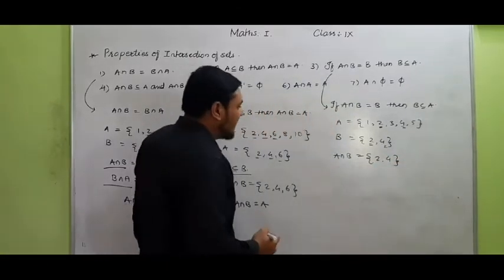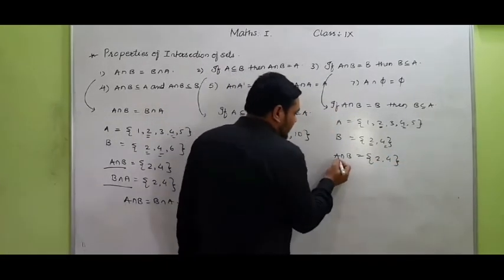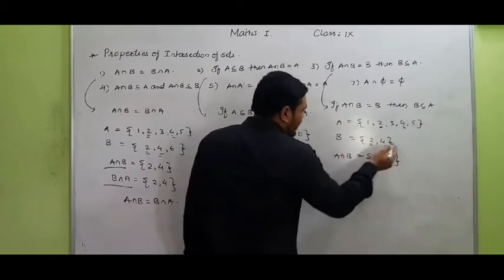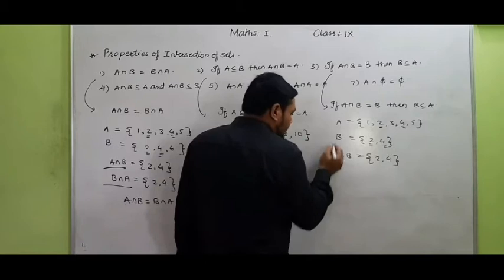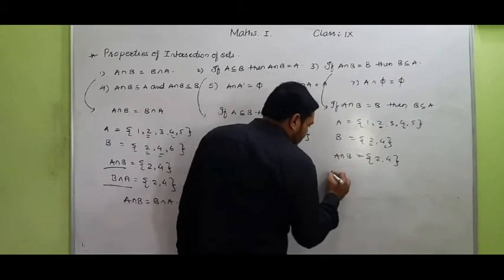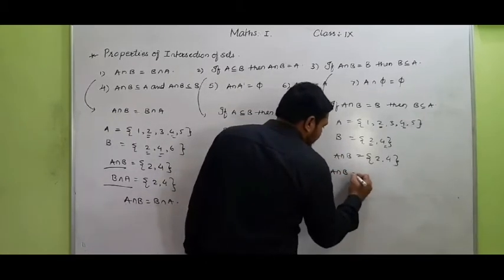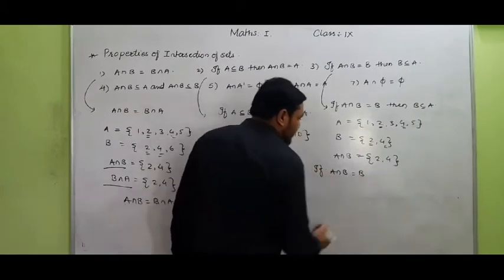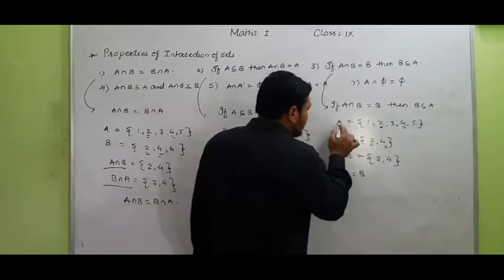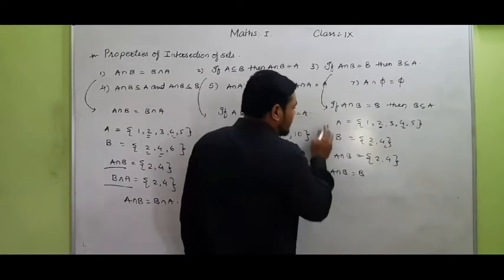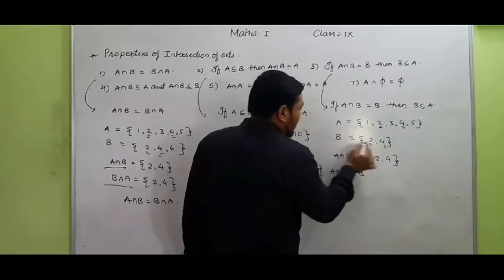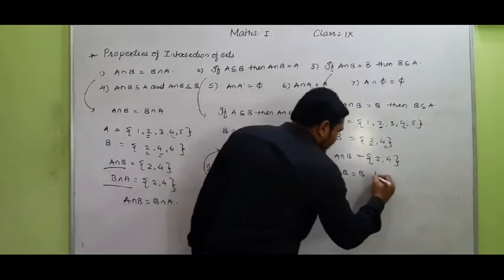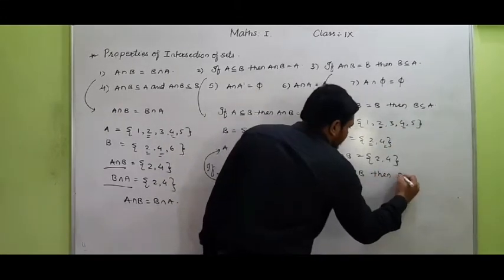So you can see that A intersection B is equal to {2, 4} and this B also contains the elements 2, 4. So from these two equations we can write A intersection B is equal to B. Now, if A intersection B is equal to B, you will see that B is a subset of A, because A contains all the elements of B. B contains the elements 2, 4, A also contains 2, 4. That is why we can say that B is a subset of A.